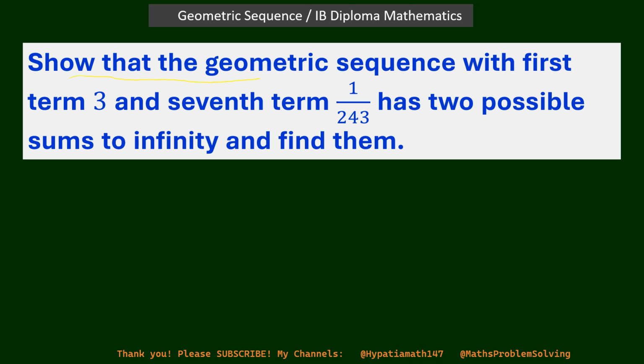Show that the geometric sequence with the first term 3 and seventh term 1 out of 243 has two possible sums to infinity and find them. So suppose the first term is a1 and that would be equal to 3, and r is the common ratio.